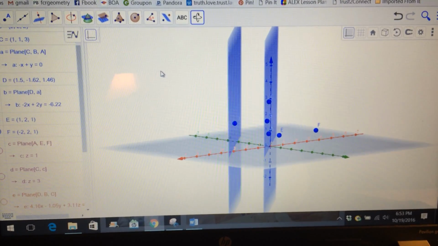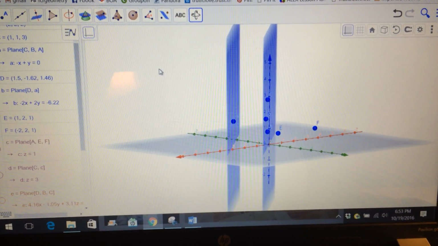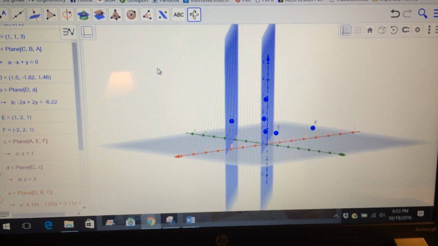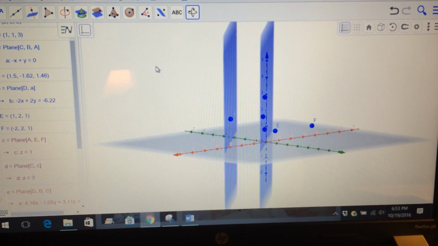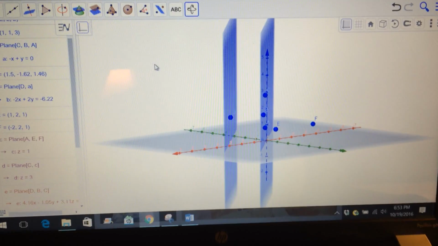This video is to address week number 7, task number 10. In task number 10, it says: what can be said of parallel planes in terms of their slope?